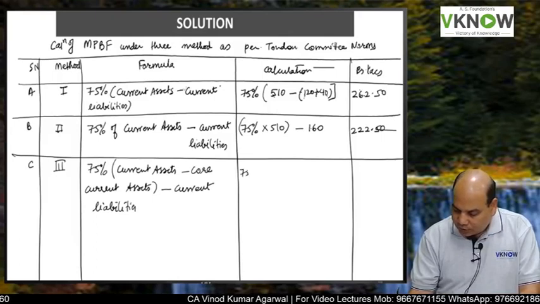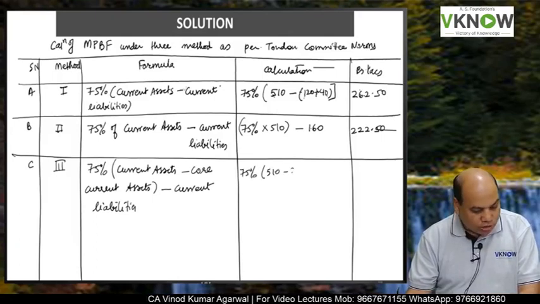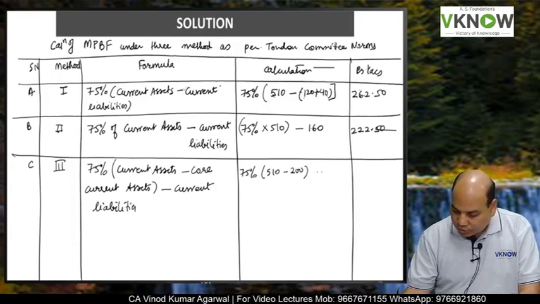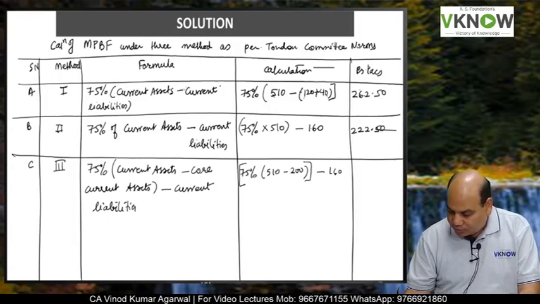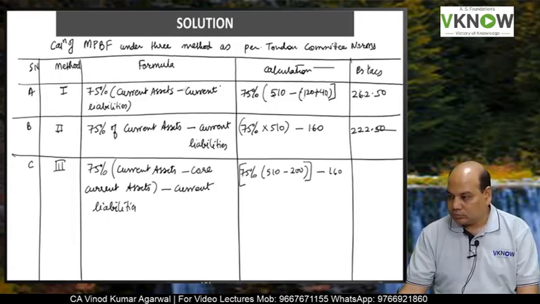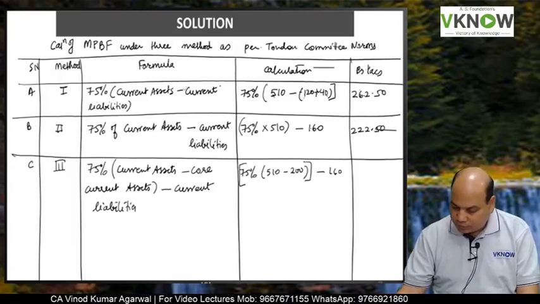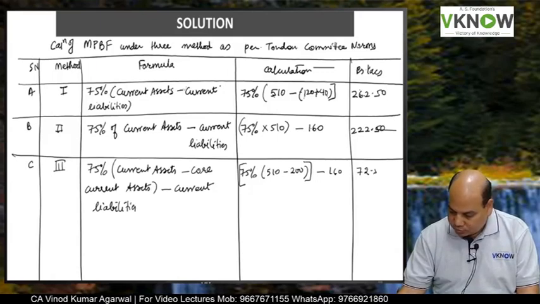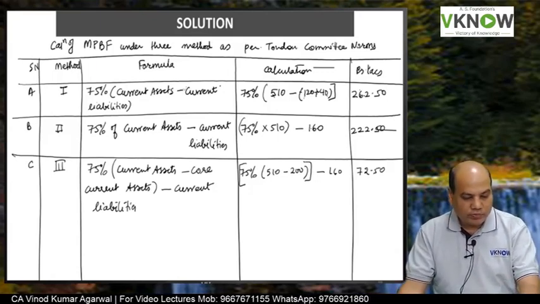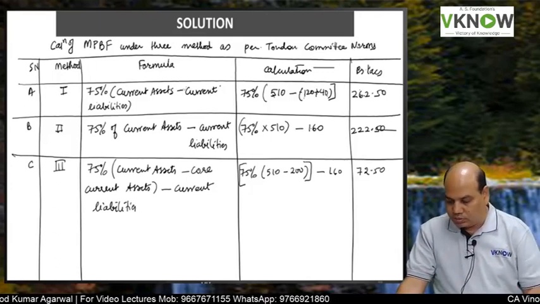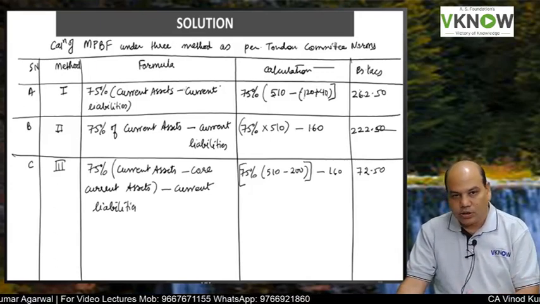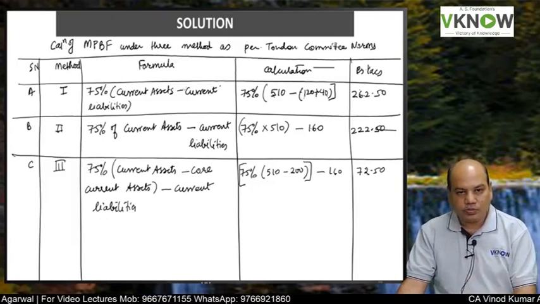So 75% in bracket 510 minus core current asset 200 and minus 160. First you complete this bracket thing. 72.5. Now what is your observation here? Your observation is that as you shift from method 1 to method 2, MPBF will reduce.